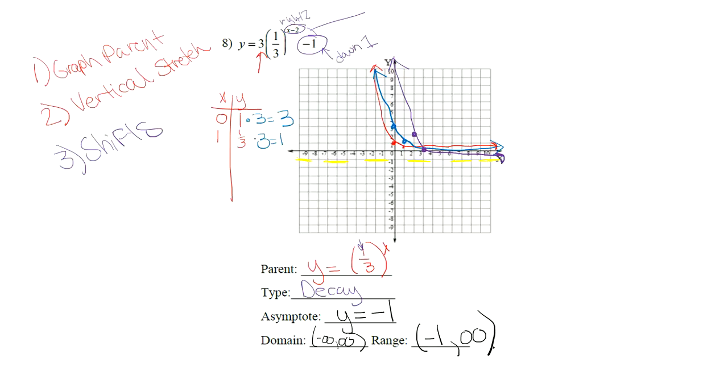Now guys, something to be aware of: your domain is always going to be -infinity to infinity on these graphs. Your range will always include your asymptote's value. So keep that in mind as you're continually graphing them today.